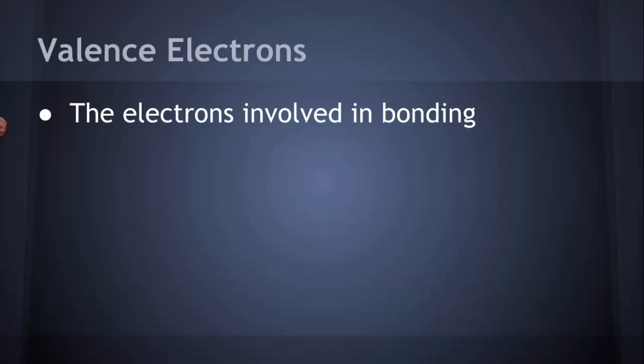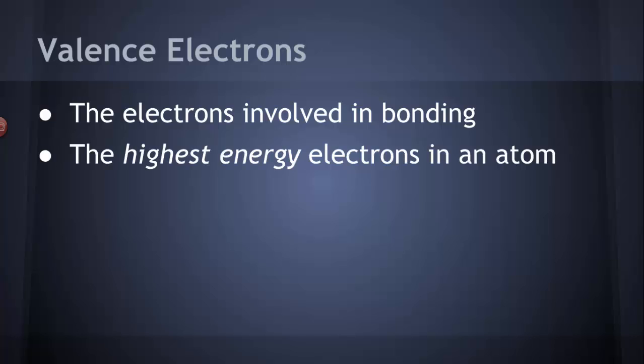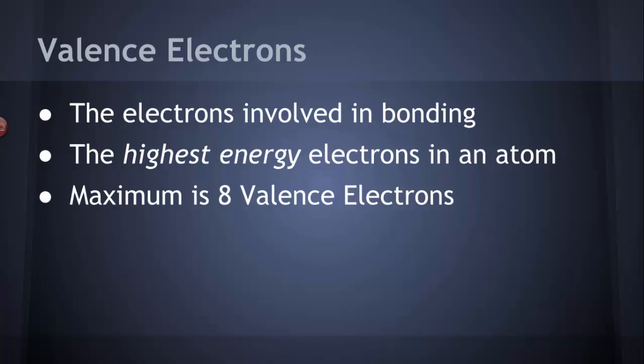Definition of valence electrons: these are the electrons that are involved in bonding. Okay, they're the highest energy electrons in an atom. The general idea is this: the more energy an electron has, the further away from the atom's core or nucleus it is. So these electrons, because they have the highest energy in the atom, they're also the farthest away from the nucleus. They're on the outside of the atom. The most valence electrons that you can have is 8. Okay? That's the maximum. So you're going to have 1 through 8 valence electrons.